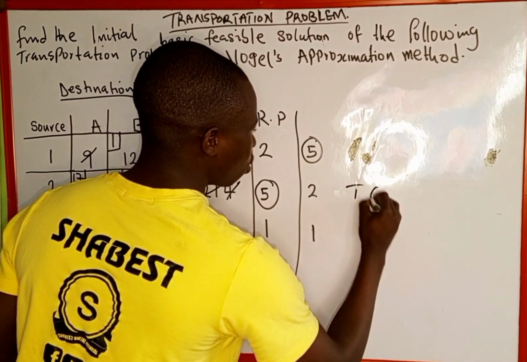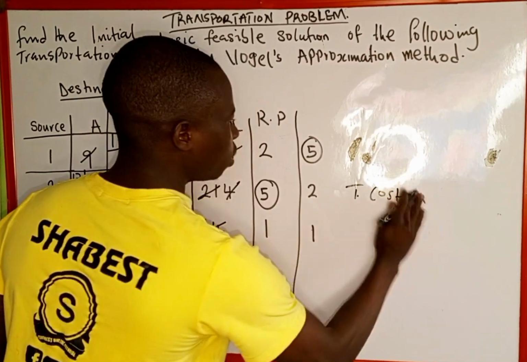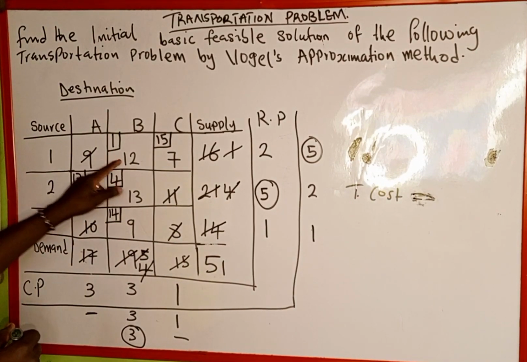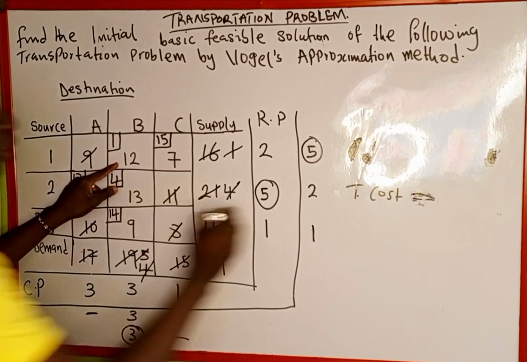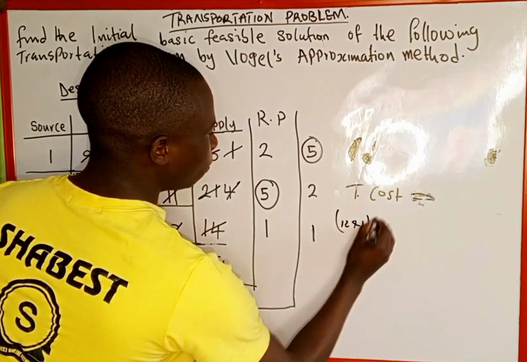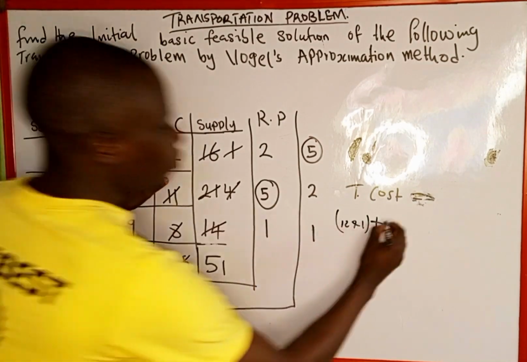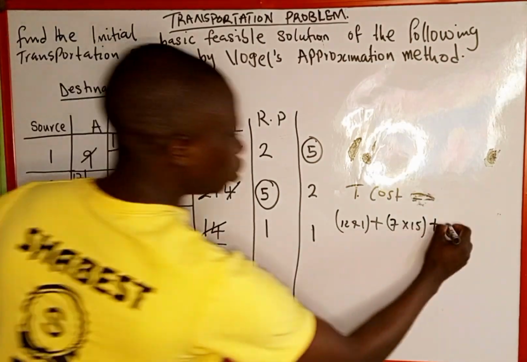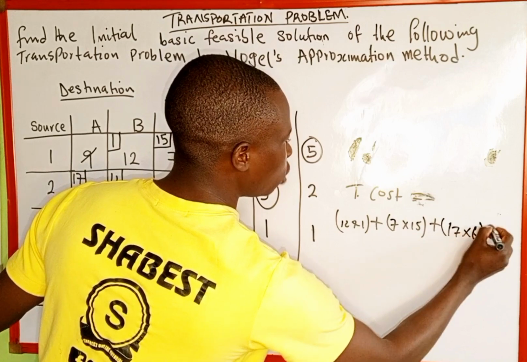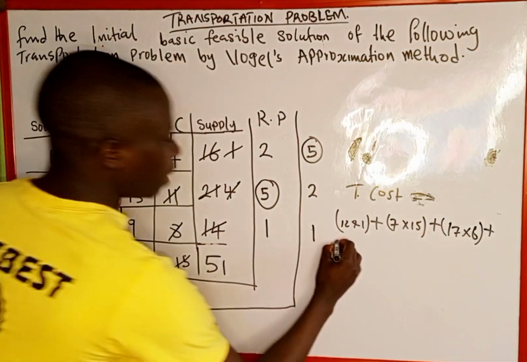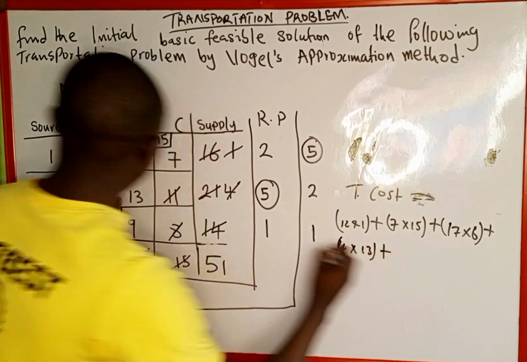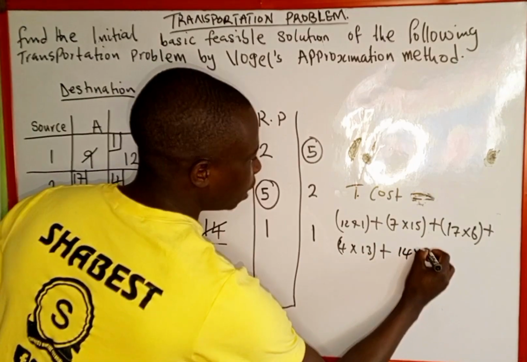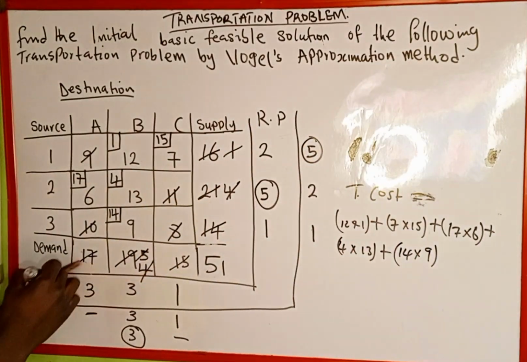So the next thing we're going to do is to find the transportation cost. To get the transportation cost, we multiply the cost by the allocated value. So this is the cost. We allocate values here. So we're going to start from here: 12 multiplied by 1, plus 7 multiplied by 15, plus, then we allocate value here, 17 multiplied by 6, plus 4 multiplied by 13, plus, we allocate value here, 14 multiplied by 9. So I think that is all.